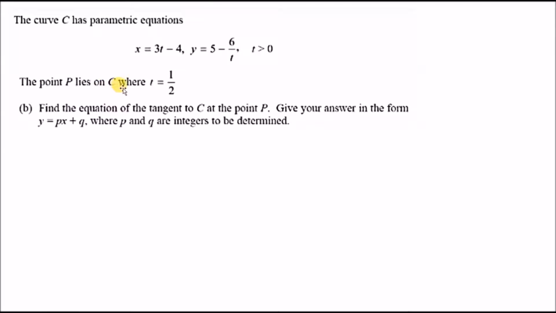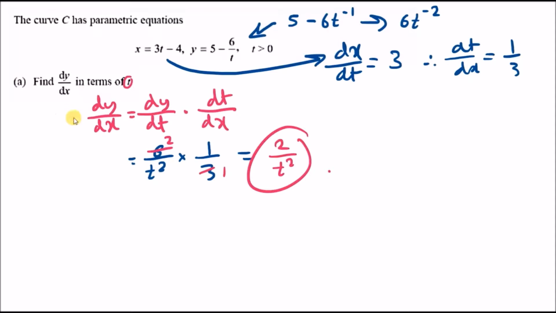So the point P lies on C where t equals half. All right, cool. Find the equation of the tangent to C at the point P. Okay, so that's just a general idea. First things first, we're talking about a typical straight line equation. So y equals mx plus c will do, where m is your gradient, which we have in the previous equation.